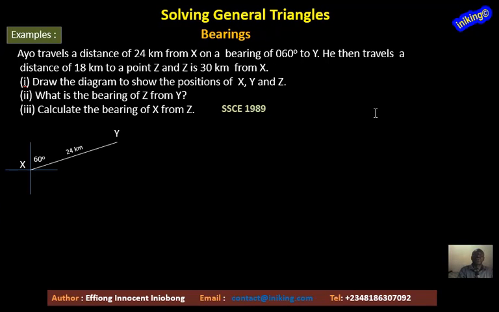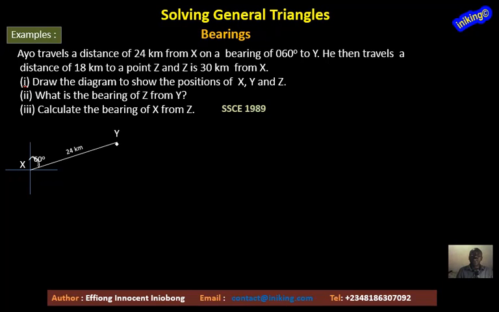Let's set out and see how to do this. The first statement states that the bearing of Y from X, we are told that from X, the bearing is 060 to Y. So we are taking our bearing from X, as you can see. That's our X. So the bearing is this angle. From the north direction of X, we take 60 degrees, and that runs us up to Y. We are told the distance there is 24 kilometers.